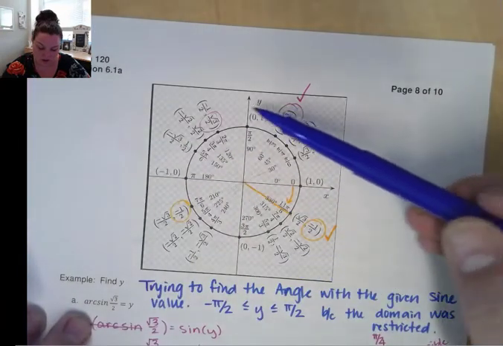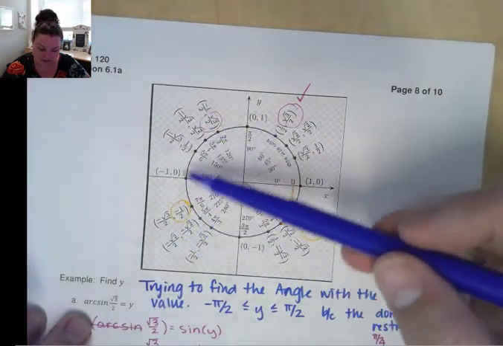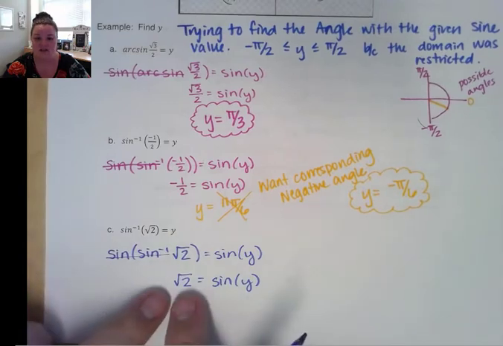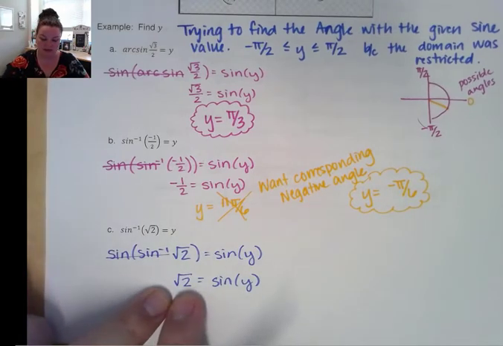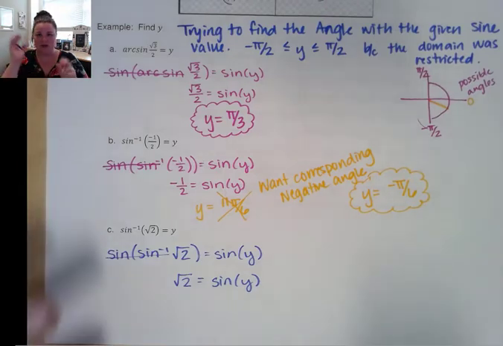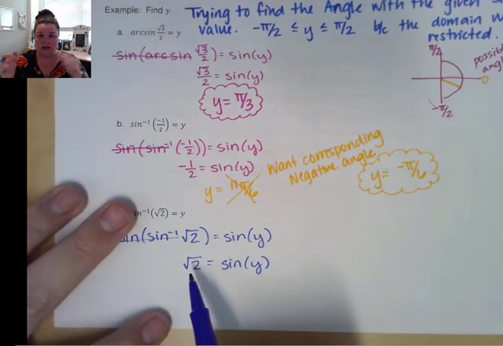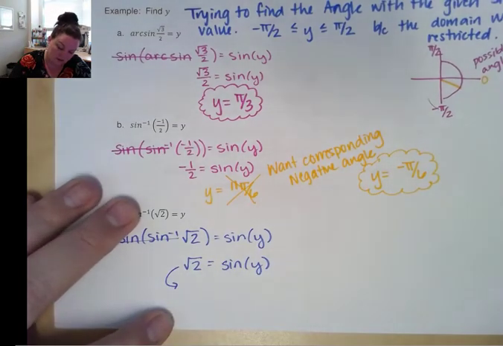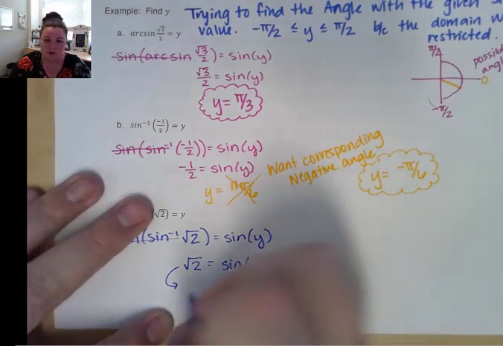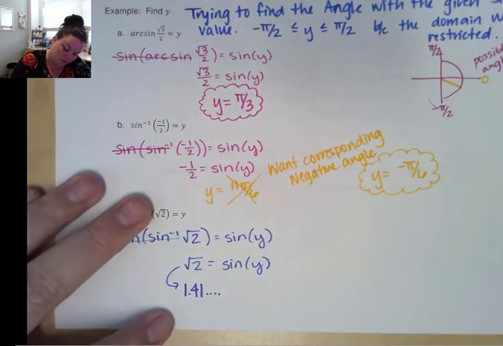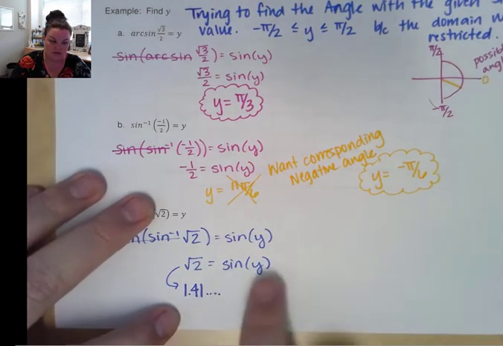And if you look all the way around, I don't have a sine value of square root of 2, right? I don't have a full square root of anything. I have a bunch of fractions. So I'm going to double check something, because remember, our sine values have to be between -1 and 1, right? So I'm just going to figure out what the square root of 2 is by typing it into my calculator, and that comes out to 1.41 and some other stuff, right?